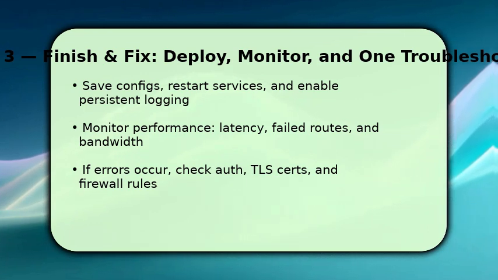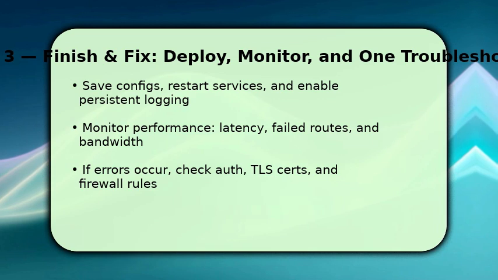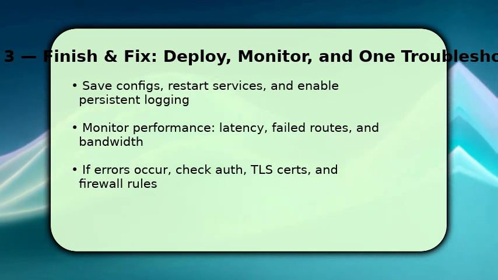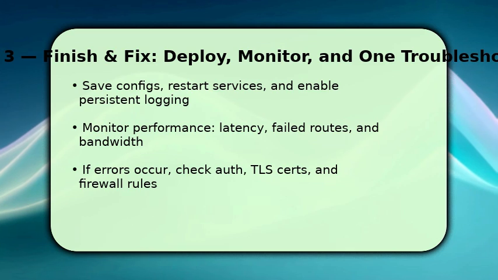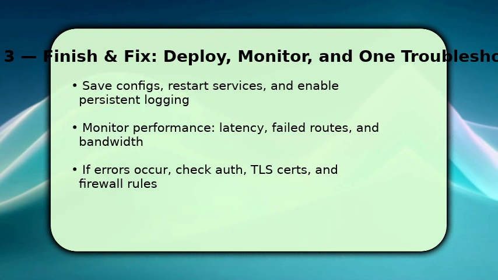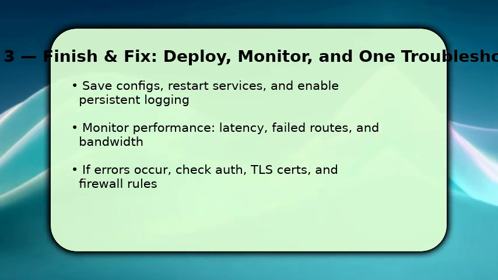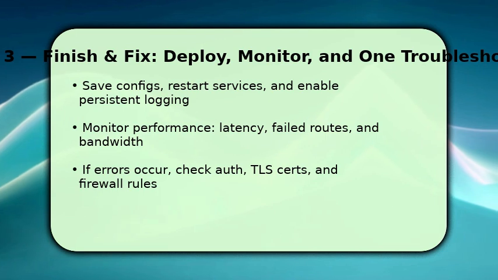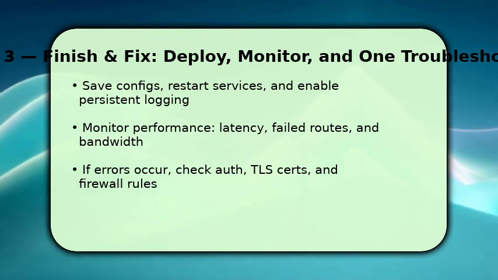Enable persistent logging to capture failures and performance metrics. This helps you spot dropped channels or rate limits. Make sure persistent connections are used to reduce handshake overhead. If something goes wrong, first check authentication and TLS certificate validity, then verify firewall and NAT mappings.